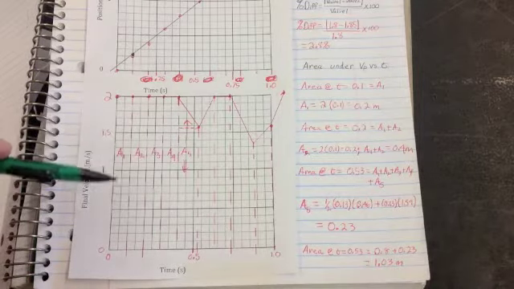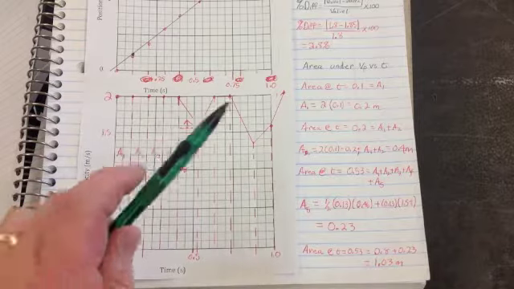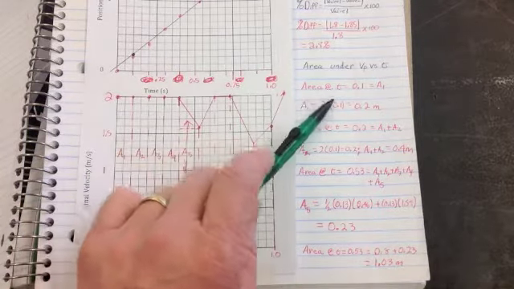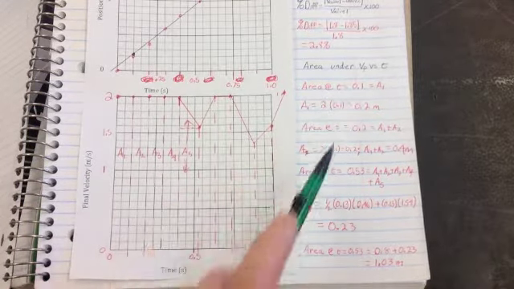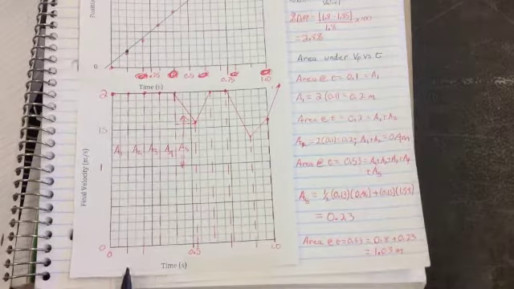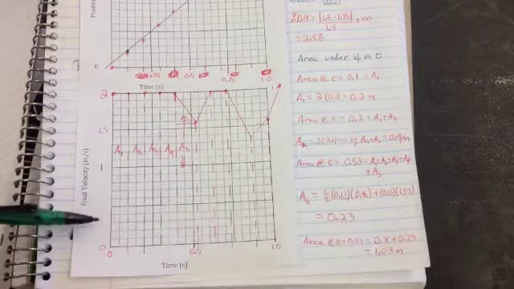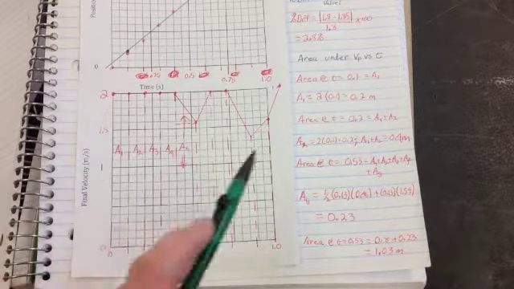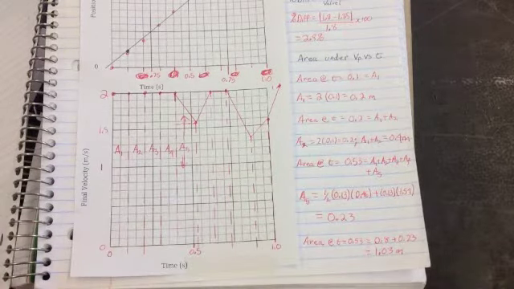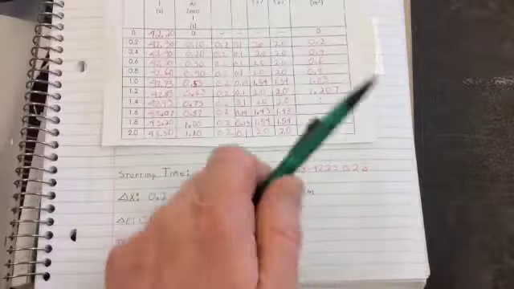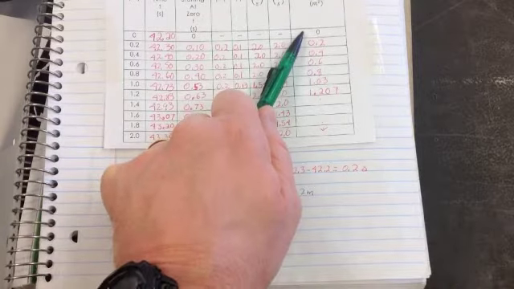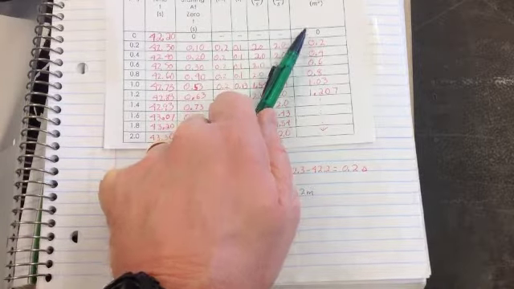So the first one's easy. It's just base times height. So you can see my work over here: my area at t equals 0.1, which is this time right here, was 2 times 0.1 because my height was 2 and my base was 0.1. So that's 0.2, and I entered that in right here. Your area under 0 is 0 because you haven't gone anywhere yet.